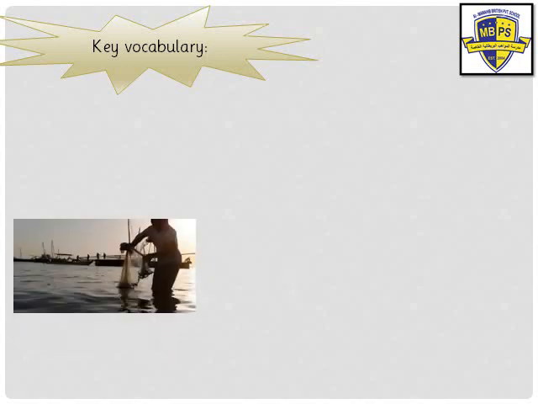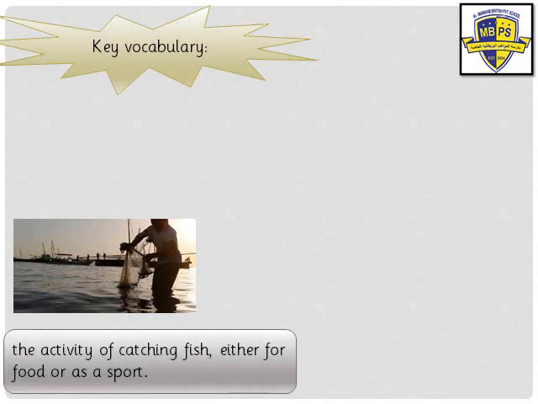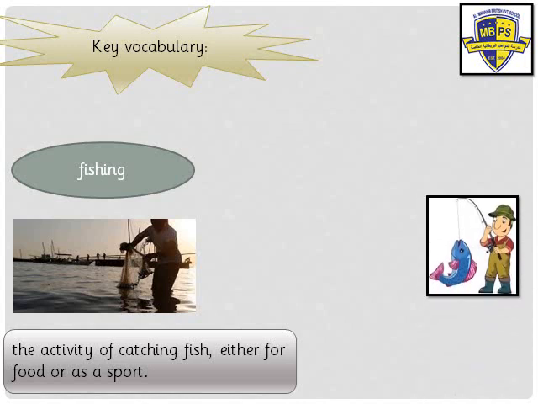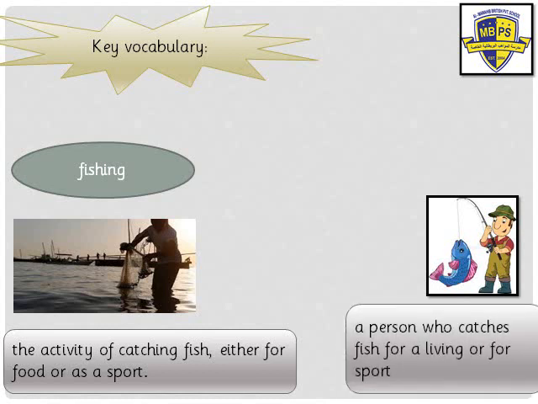What can you see in the picture? What is he doing? The activity of catching fish, either for food or as a sport. What we call this activity, boys and girls? Yes, fishing. Let us say together, fishing. Excellent. Now, next one. And who is this man? What we call him? A person who catches fish for a living or for sport. What we call him? Yes, fisherman.